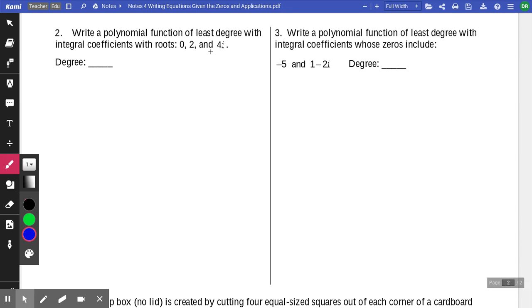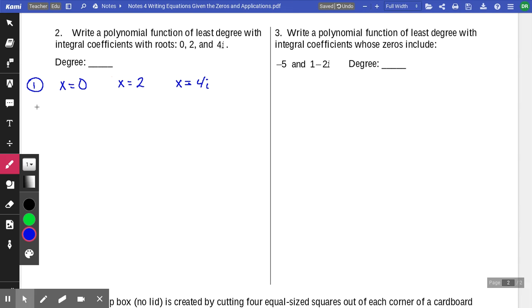So if I have solutions of 0, 2, and 4i, I understand that those are x values. And so we start with x equals 0, and then x equals 2, and x equals 4i. Okay. And so I'm going to say that's step 1. Write out your solutions as x equals.